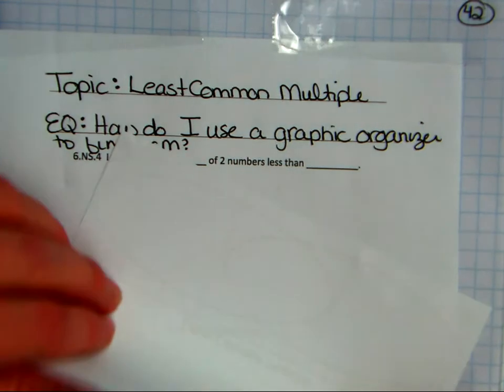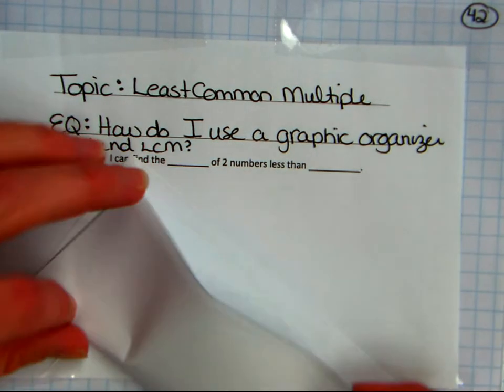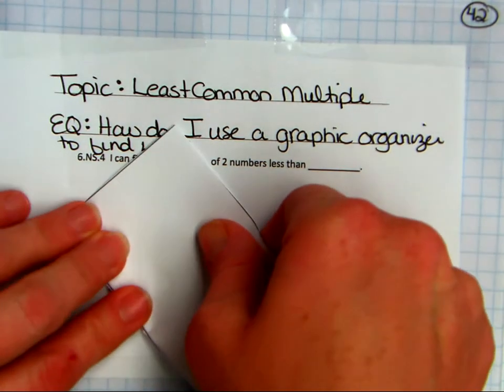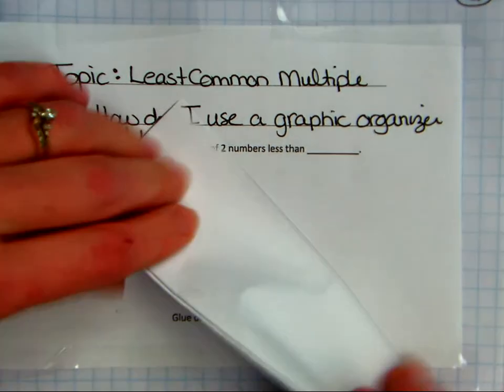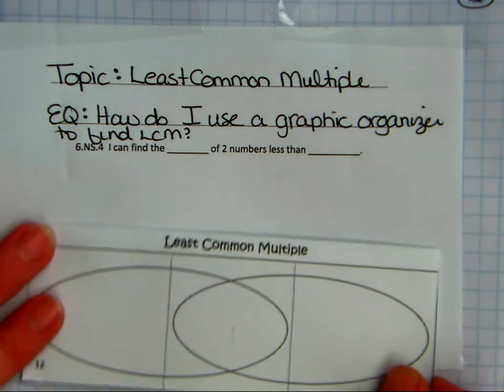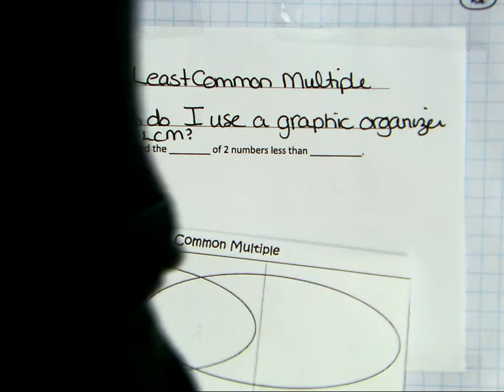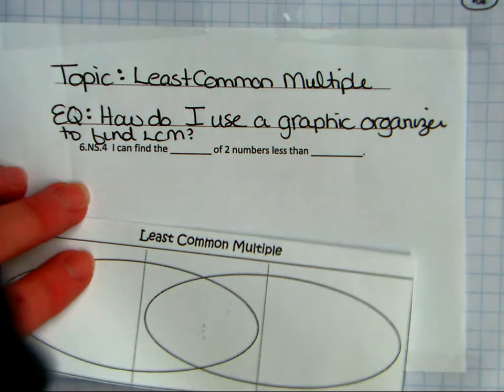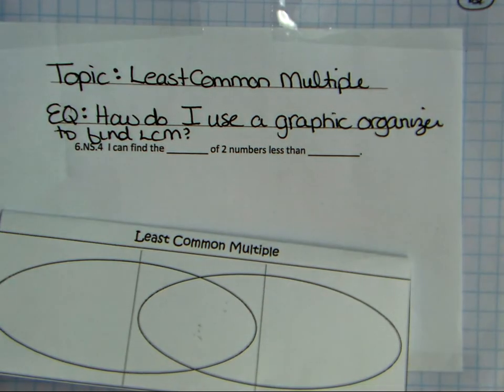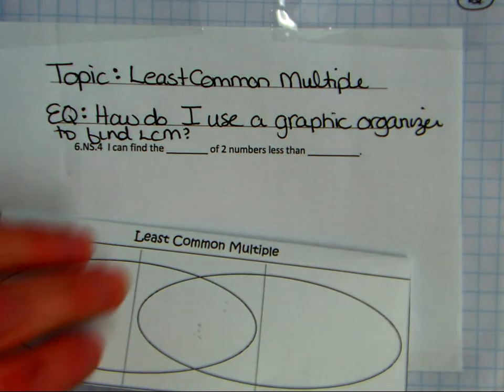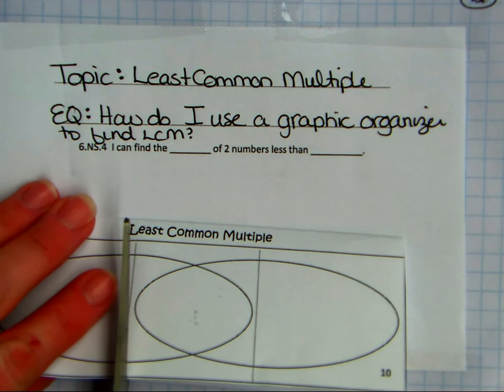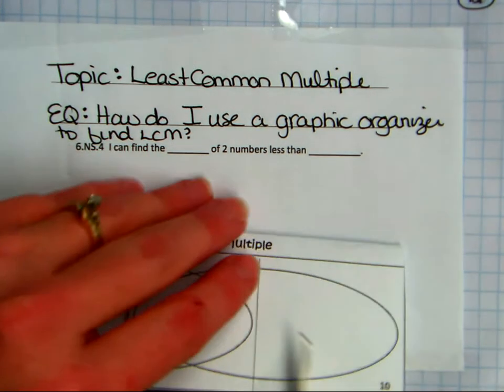So I'm going to fold this in half so that I can tape it into my book. And so there is my foldable. With this foldable, we are going to be listing the steps for finding a least common multiple, and we're going to be comparing the two numbers 12 and 10.